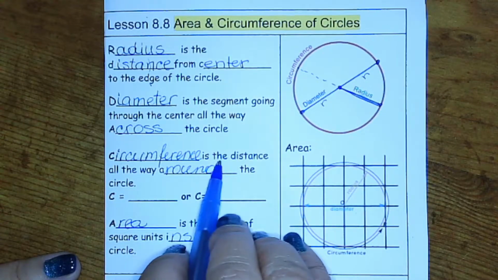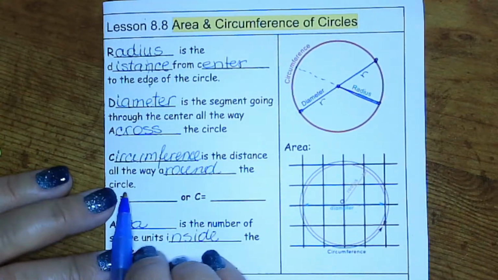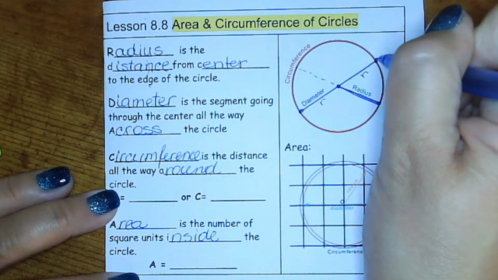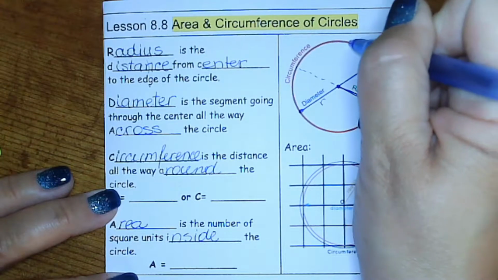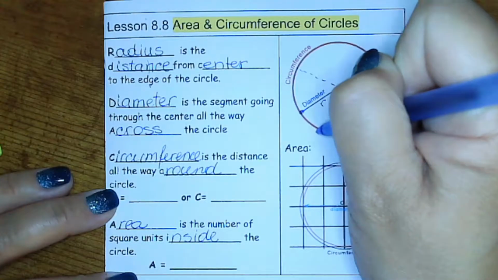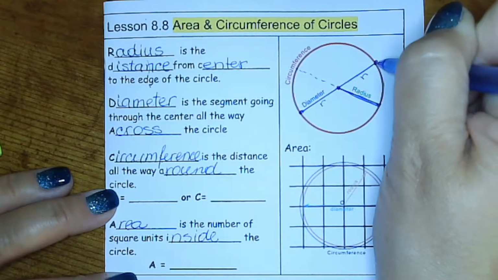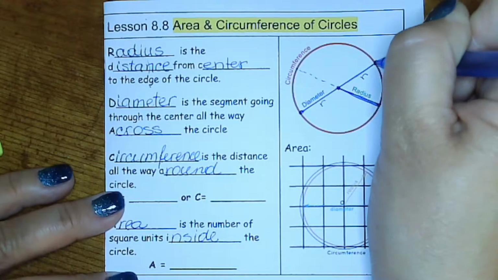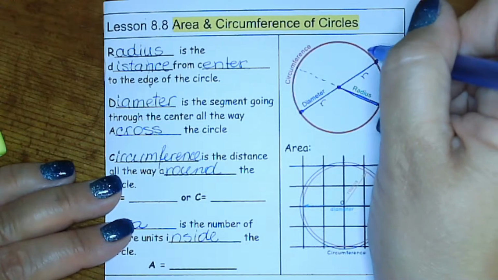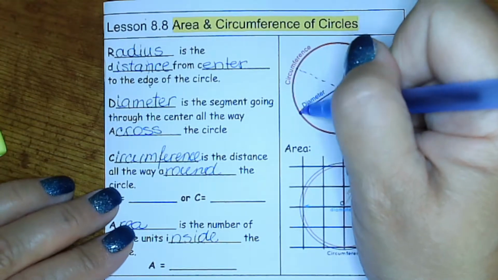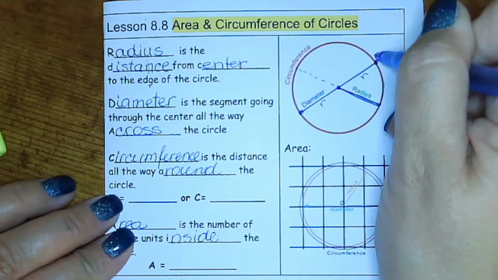The circumference is the distance all the way around the circle. So if we start, let's say, at one point and go all the way around to that original point and close it, that will become the circumference. So circumference is the distance all the way around the circle.